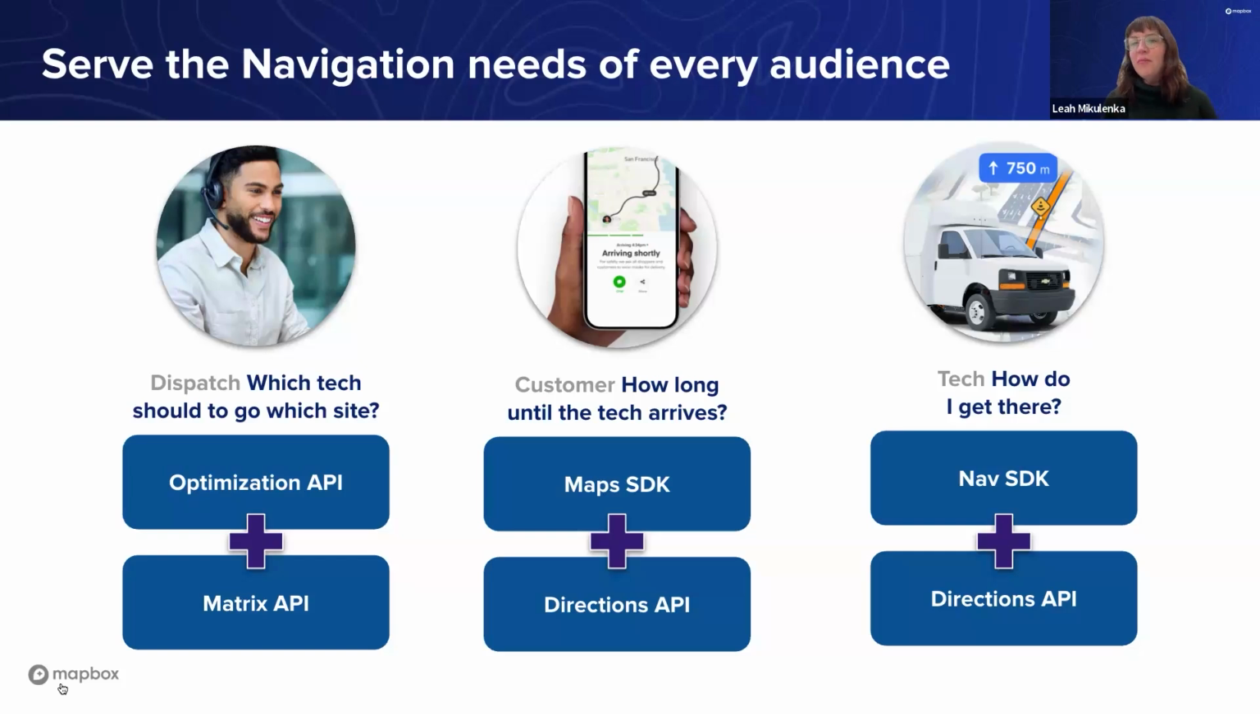If you're just getting started with navigation, you probably want to pick one audience to start building that for. A lot of teams come to Mapbox and start with directions, which is just that ETA or routing, and they build that for maybe one of these users, the technician that needs to get there. But then you come back and consider, what about my dispatch team? What about the customer experience?